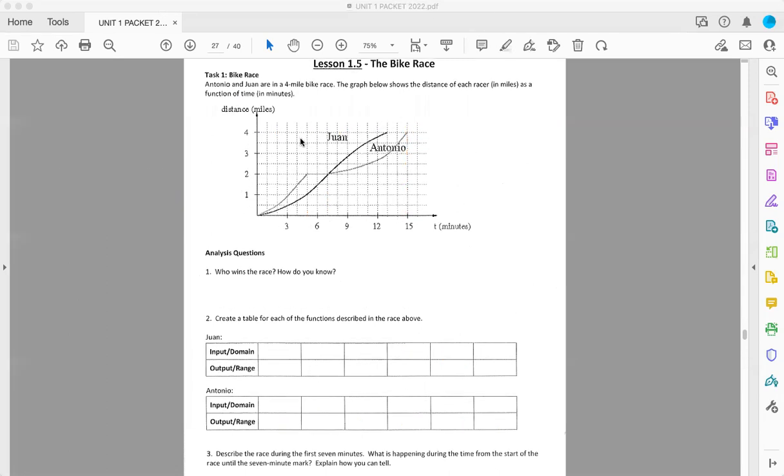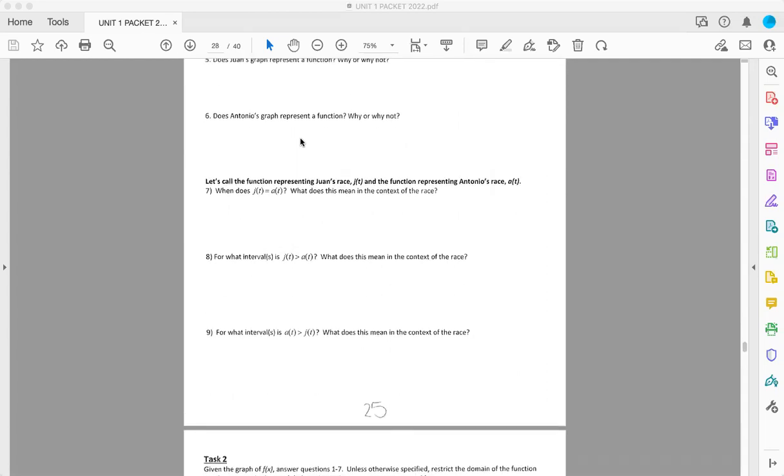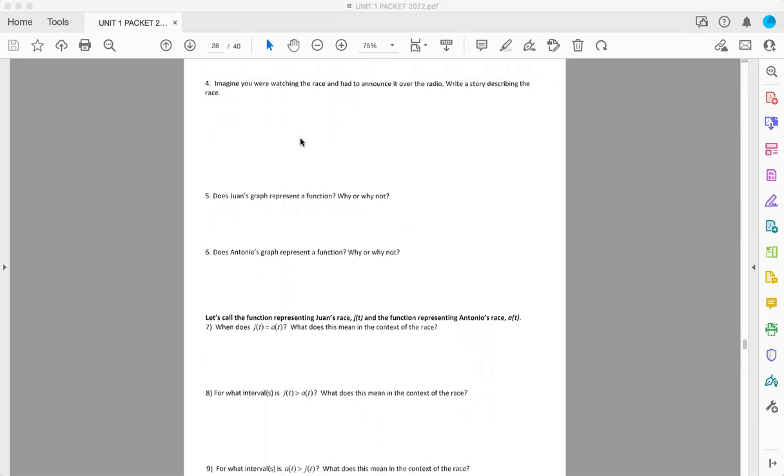Now let's move on to the second page. The second page says, imagine you were watching the race and had to announce it over the radio. Write a story. So I gave you some information. What I'd like you to do is to write a story about it. I'm going to let you write your own story and be the announcer. So number 4 is for you to complete on your own now that you have the information that you have. Take a couple minutes and do that.